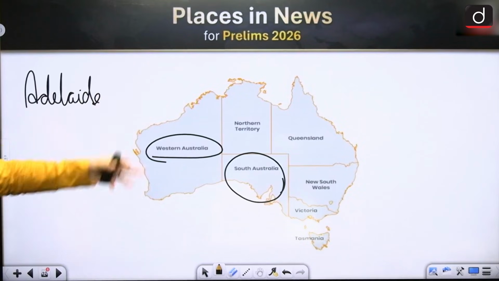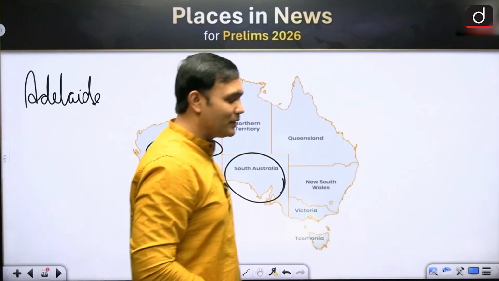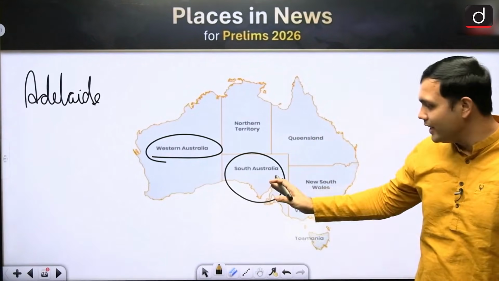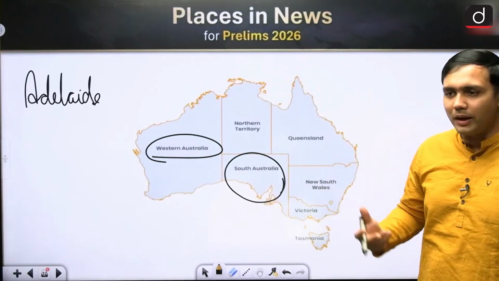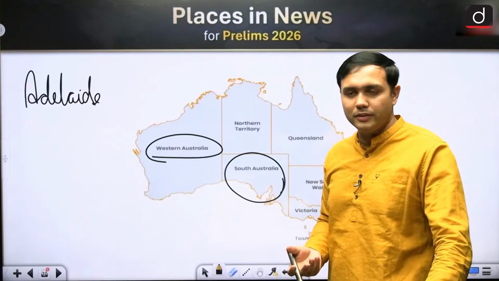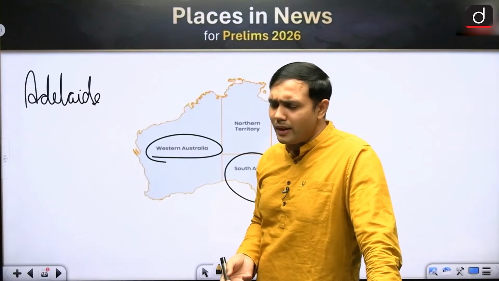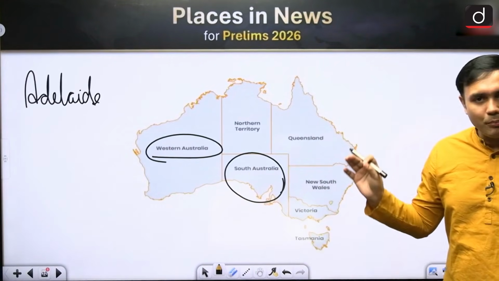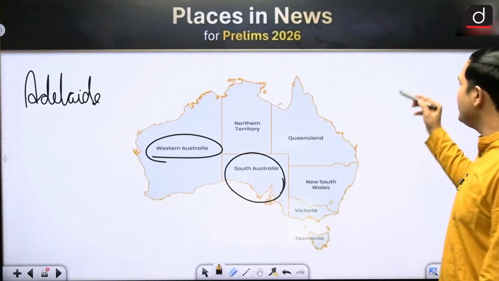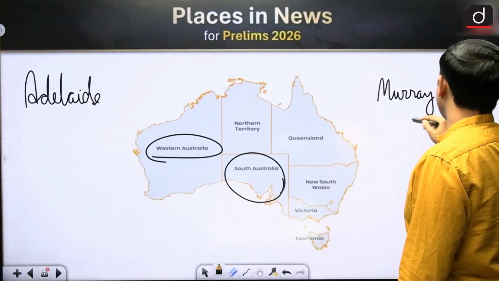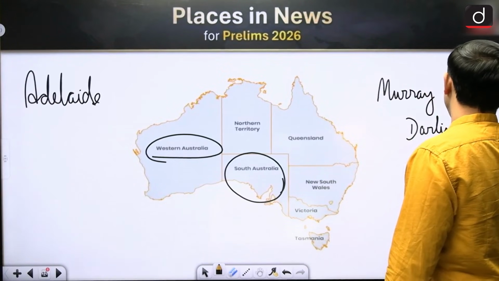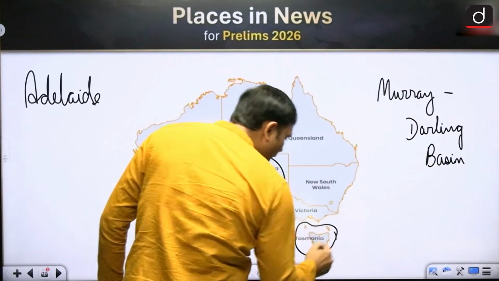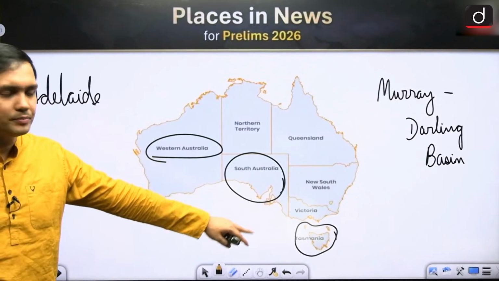Why? Because of course, whenever India goes to test match tours, most probably you will find one of the test matches happening in Adelaide, right? But in other ways also it is very culturally vibrant, important. Quite a lot of Indian diaspora is there, right? In this regard, this particular region is also having an important basin called Murray-Darling Basin, right? There is an important island called Tasmania, right?